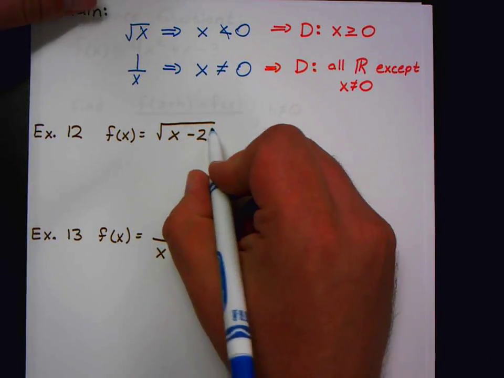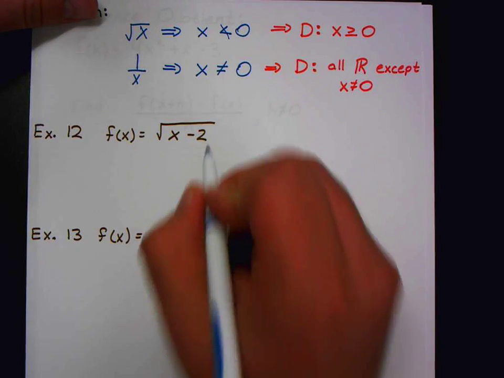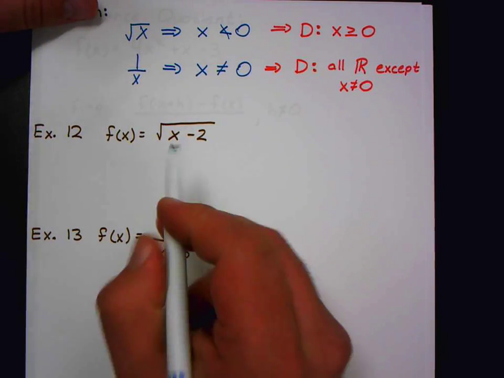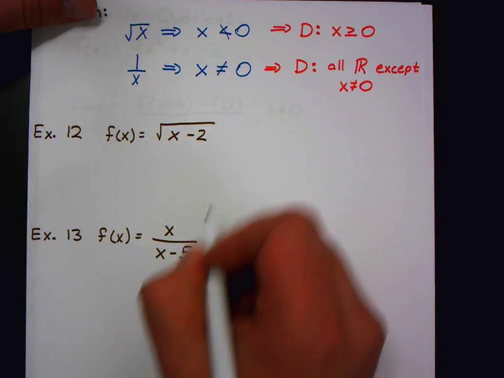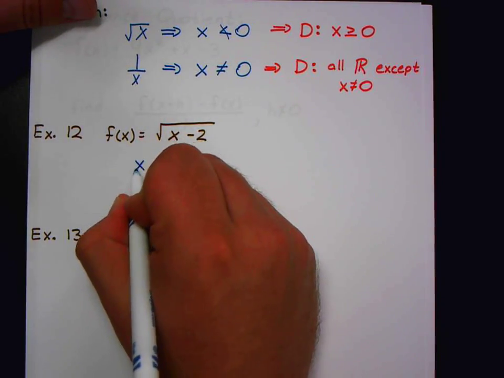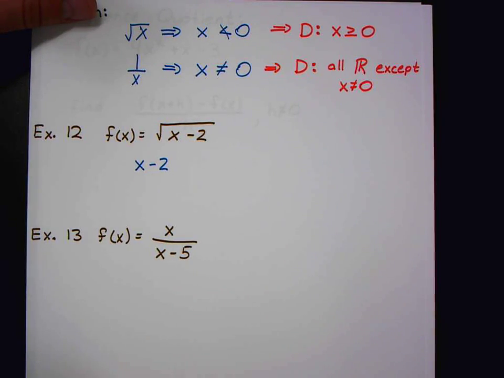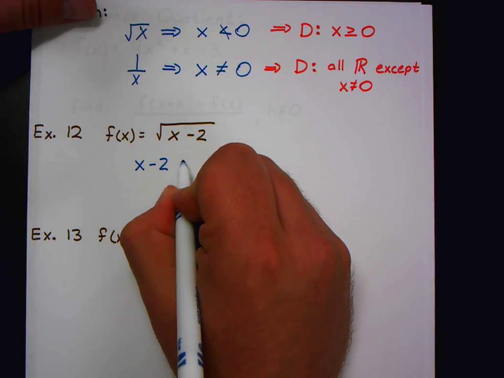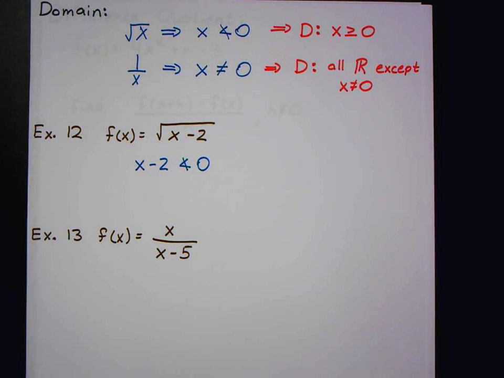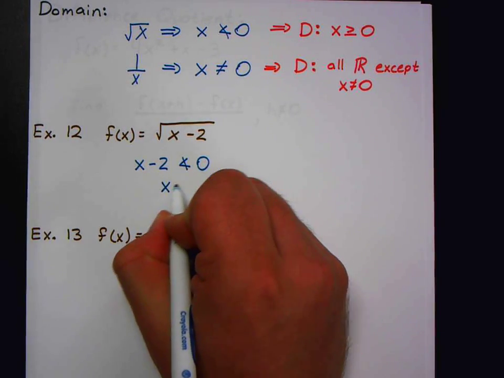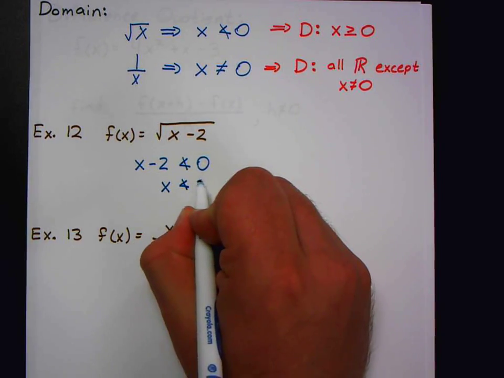Okay, so if I take this one, the only thing I have to worry about is the square root cannot be less than 0. So what I'm going to do is take what's inside that square root and say that that cannot be less than 0. Now I need to solve for x. So that means x cannot be less than 2.